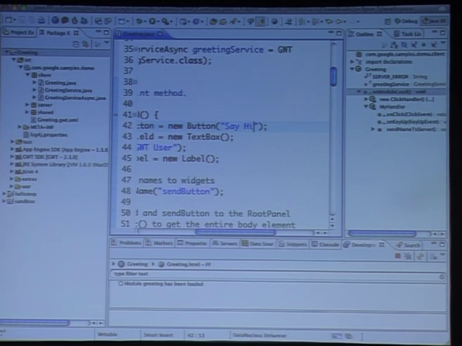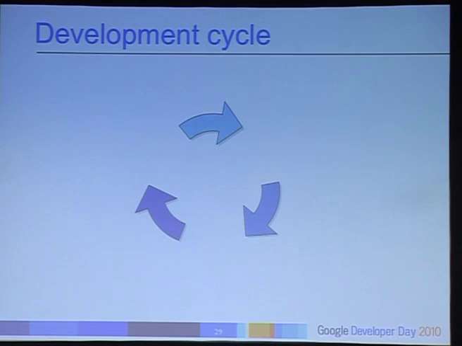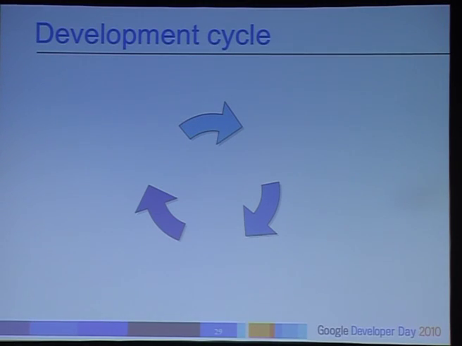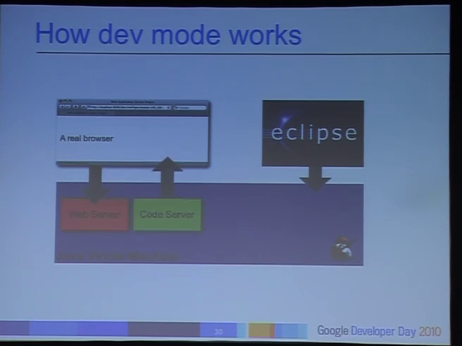So we'll just change our button text here and hit save, and then go back to the browser, click refresh, and you can see that it's changed our button text for us right away. So if you think about what GWT is doing, we didn't have to do a step of compiling to JavaScript just to see our change. Or if we did do that, it happened so fast that it didn't matter. But it turns out, actually, that we didn't have to do that, because GWT development mode lets you test your changes in Java running in the Eclipse environment.